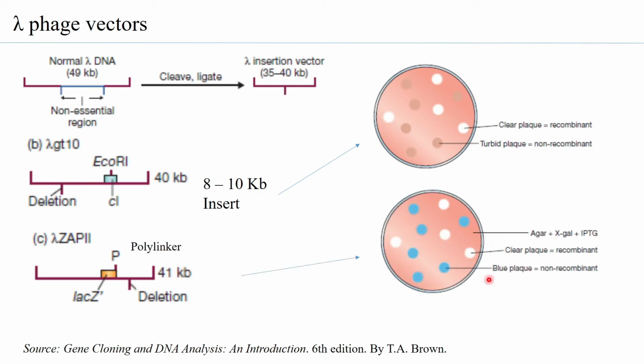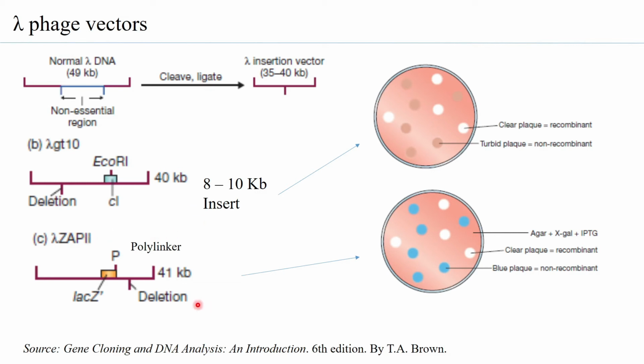Therefore, what is clearly observed is that if you have a clear plaque, that is very clear and white plaques, it is recombinant. Whereas if you have non-recombinants, obviously the lacZ prime being active, it will convert X-gal into a blue colored component, and so you will get blue colonies. So this is blue-white screening, and this is simple screening with respect to the fact that you would have the lambda phage lytic or the lambda phage non-lytic.